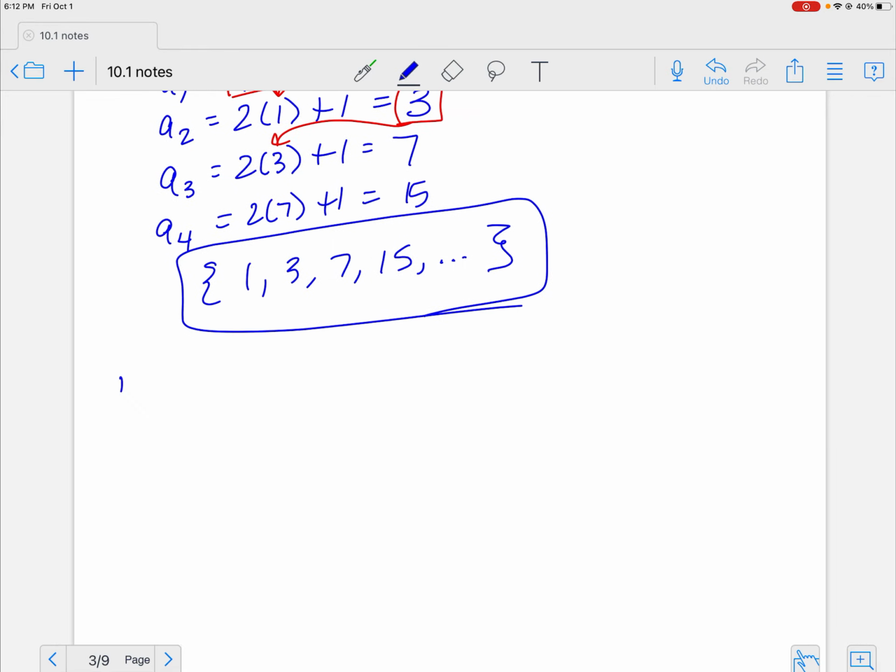Again, first 4 terms. I have A sub n plus 1 is going to equal 2A sub n plus 1, where A sub 1 is negative 1.